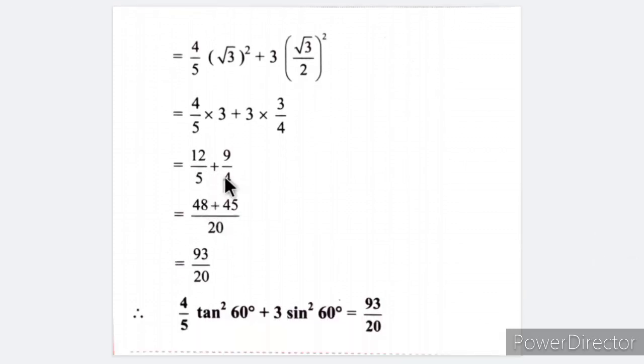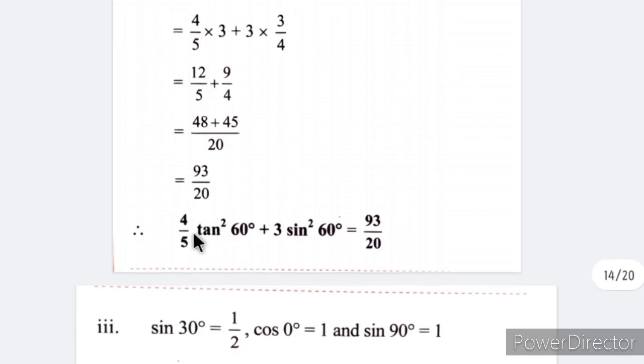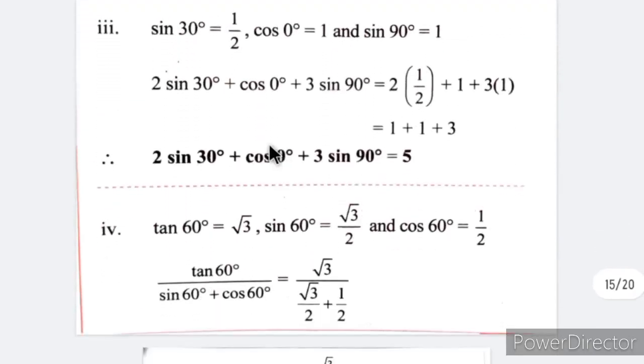We will do cross multiplication. 12 into 4 is 48, 5 into 9 is 45, and 5 into 4 is 20. 48 plus 45 upon 20, that is 93 upon 20. So we got the value of 4 upon 5 tan square 60 degree plus 3 sin square 60 degree equals 93 upon 20.